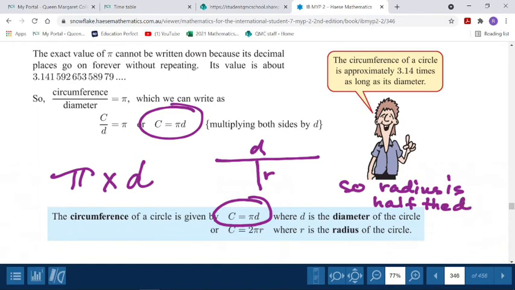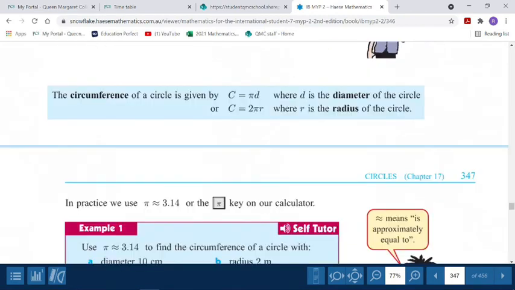But if I give you radius, you have to multiply the radius by what? 2 to get a diameter. All right? The radius is twice as big. So it's just pi times the diameter. Okay? The pi. All right. Now, it's on your calculator.